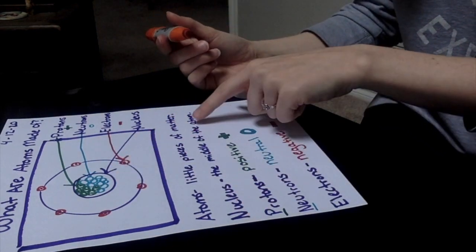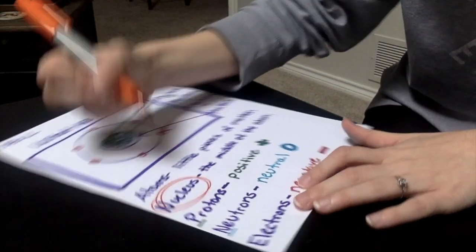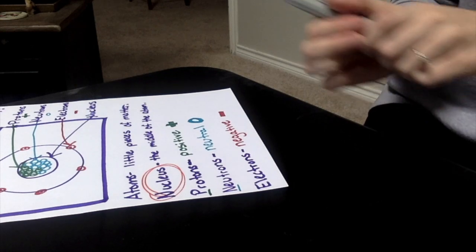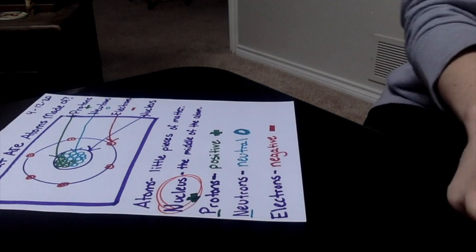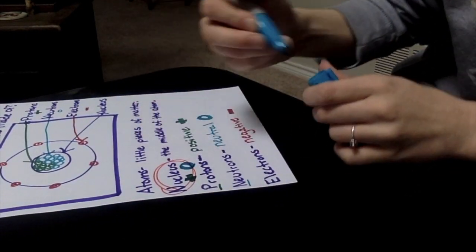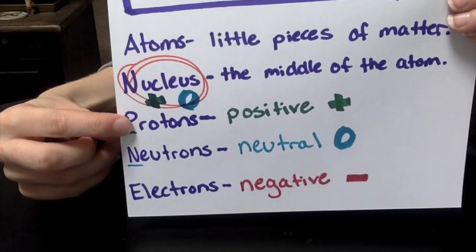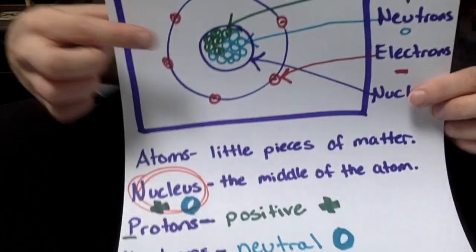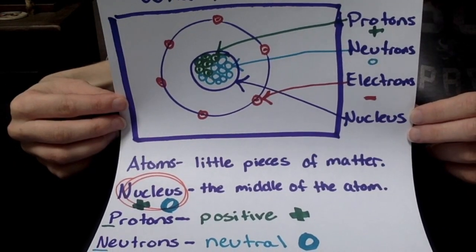So I'm going to come to this word nucleus here, and I'm going to put a reminder for myself that there are protons and neutrons in the nucleus. I put a plus for the protons and I put a 0 for the neutrons. And that's my reminder of which things are in the middle, because sometimes it's hard to remember.